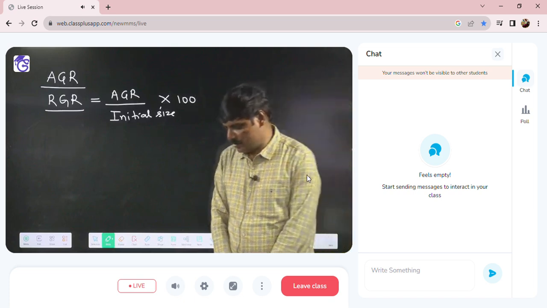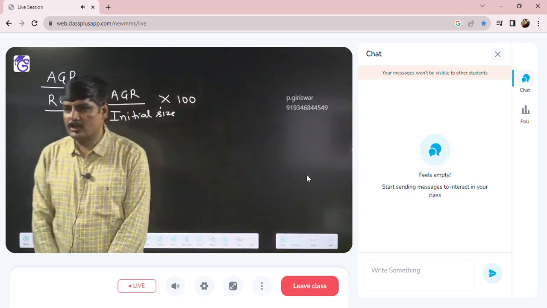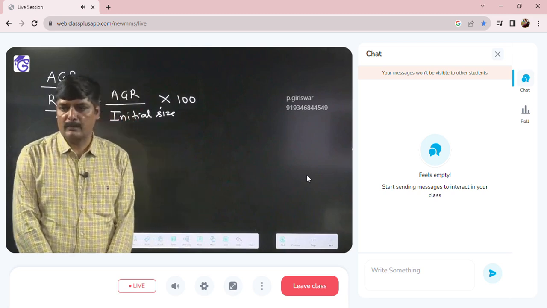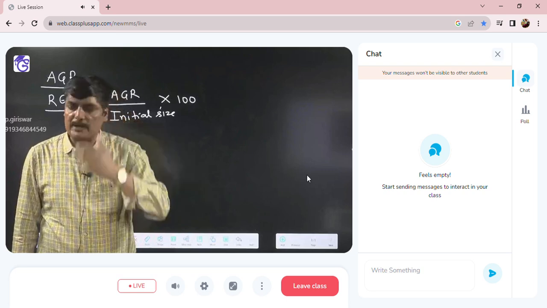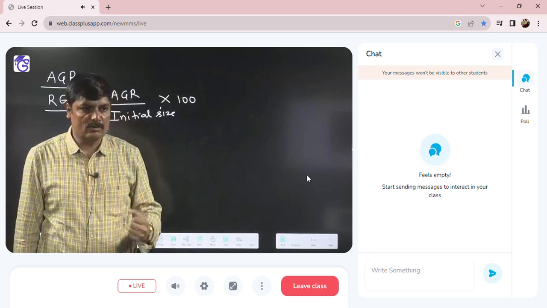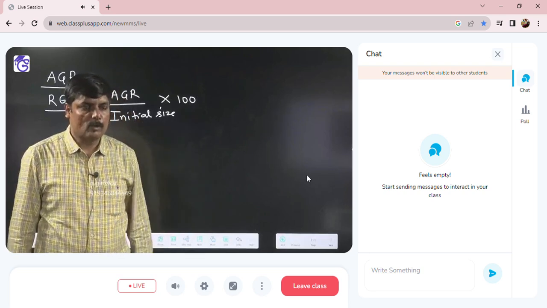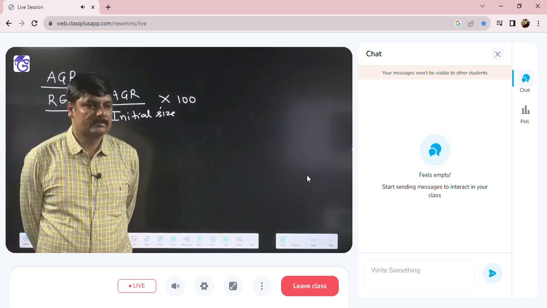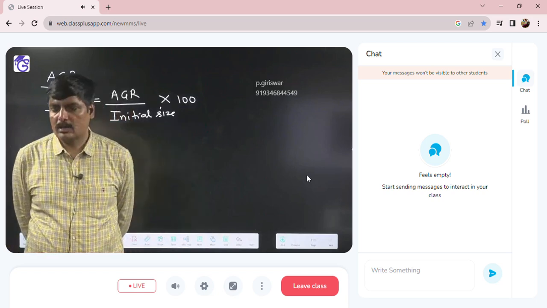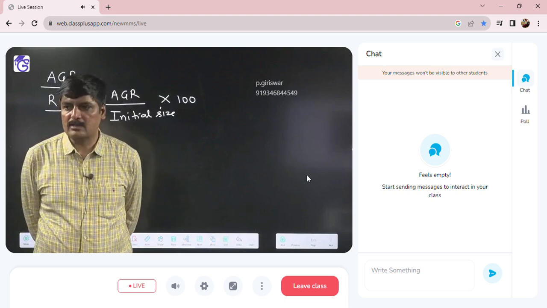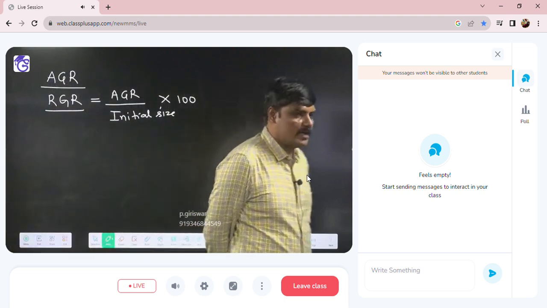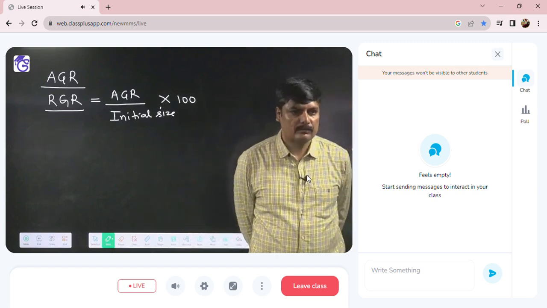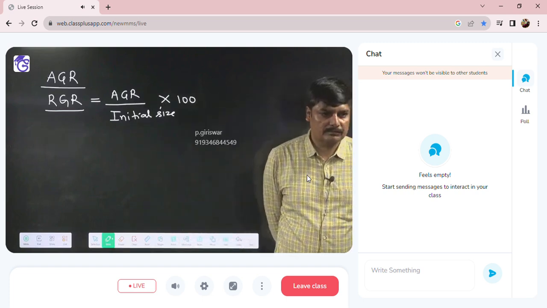And someone is asking that growth occurs due to cell division. Yes, 100%. Growth is caused due to cell division in the meristematic regions. So there are two types of growth: linear growth and growth in girth, called secondary growth. Growth in length is called linear growth. Growth in girth is called secondary growth. Okay, clear?